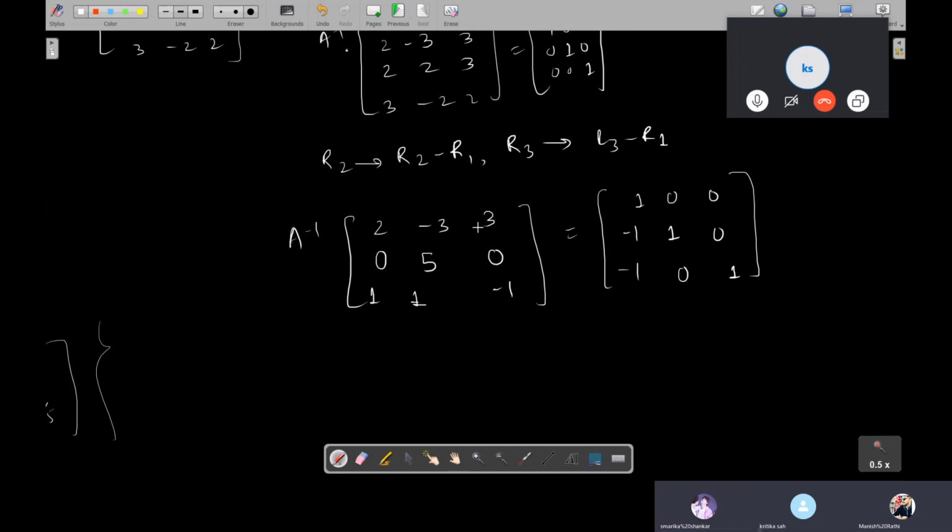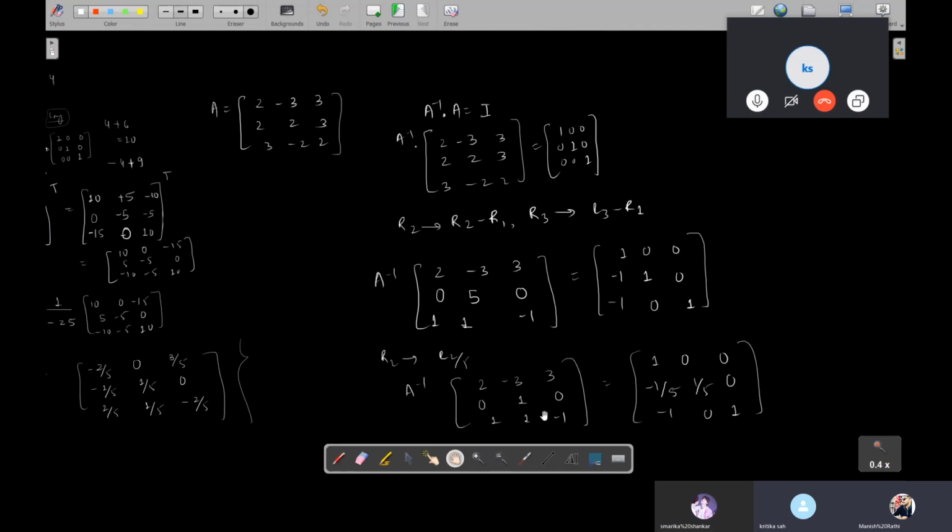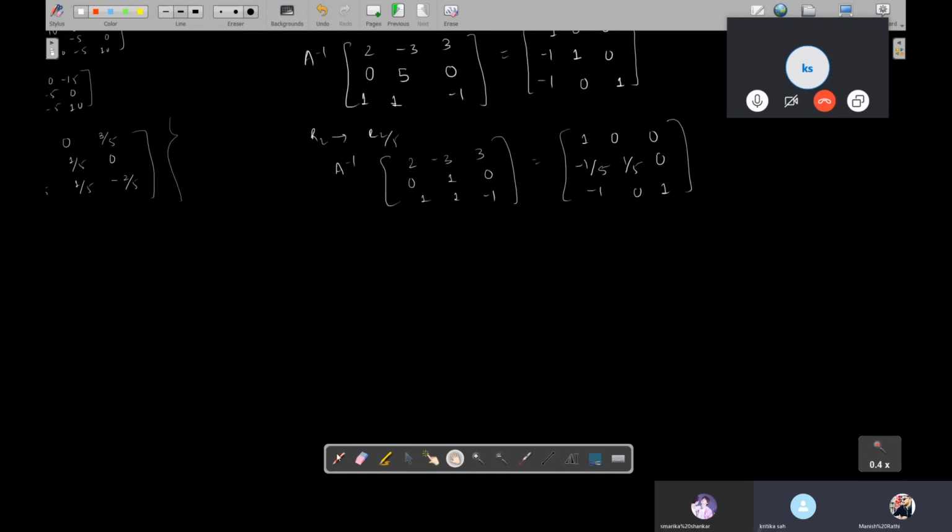What you need to make? You need to make 1, 0. So if you see it here, you are getting 5. So what I will be doing is R2 divided by 5 in order to make it as 0, 1, 0. So what I will be getting, A inverse: 2 minus 3, 3, 0, 1, 0, 1, 1, minus 1. And similarly over here, one upon 5, 0, minus 1, 0, 1.